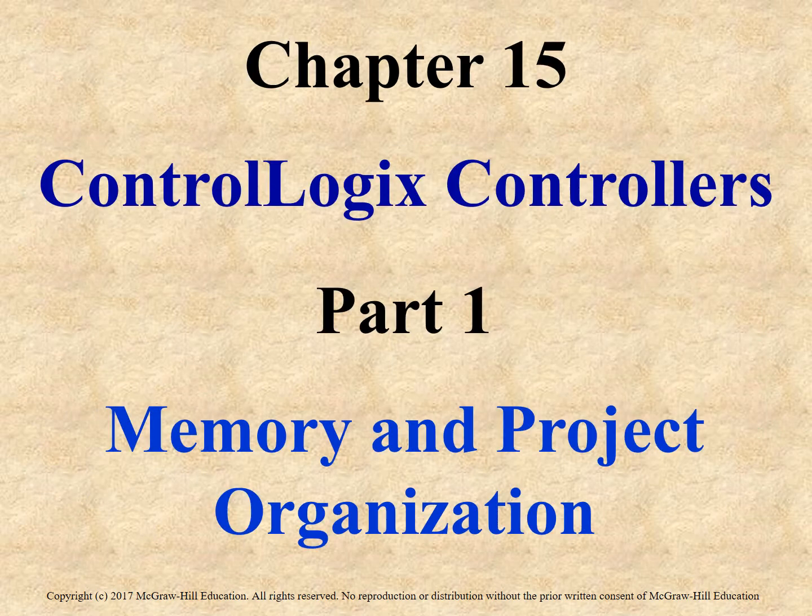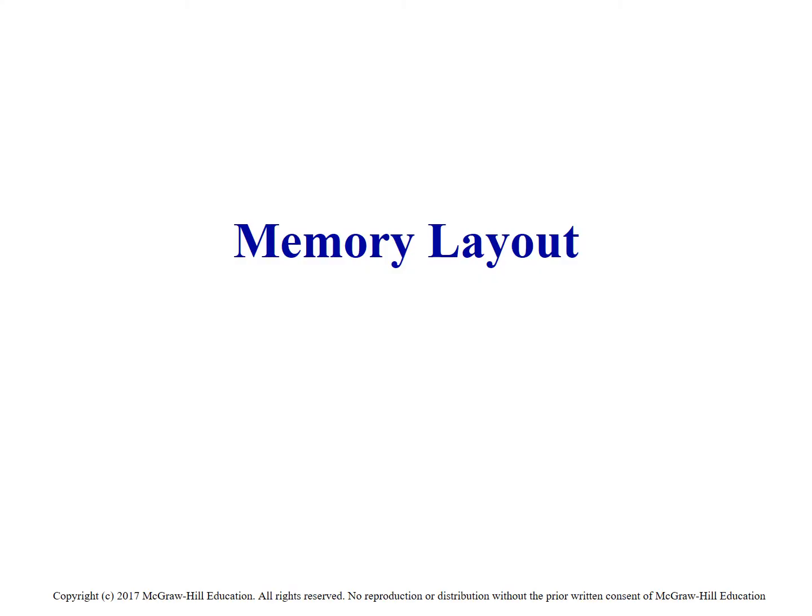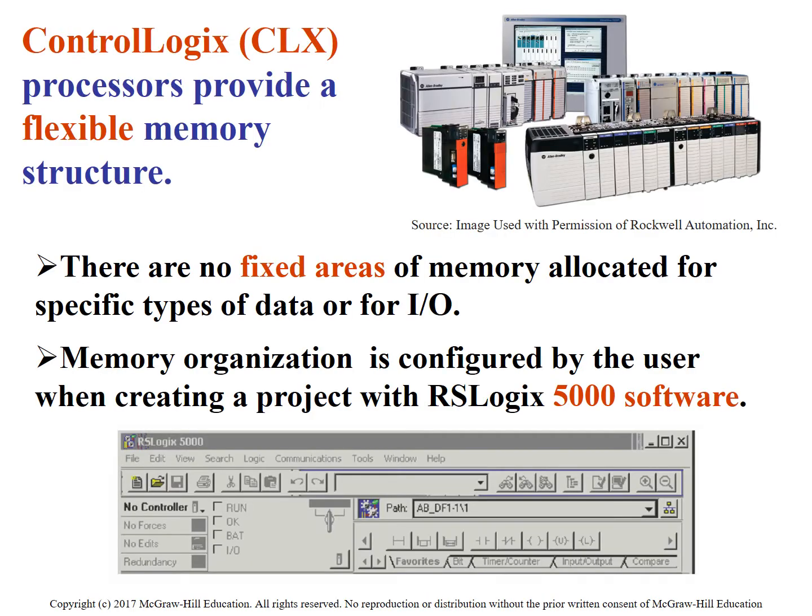So here we are, the ControlLogix controllers, Part 1, Memory and Project Organization. Starting with memory layout. Here we're looking at some different pictures of what the ControlLogix platform looks like. A little bit different than the SLC 500 that we've seen in previous chapters, but the principle's still there. You can see they have both modular styles and a fixed style. The fixed style is the one that we are actually using, the L16ER, which is not illustrated here.